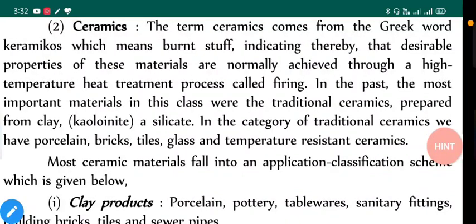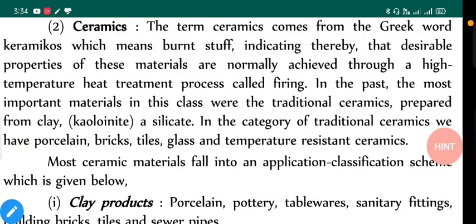Now the second important type of material is ceramics. The term ceramic comes from the Greek word keramikos, which means burnt stuff, indicating that the desirable properties of these materials are normally achieved through a high temperature heat treatment process called firing. In the past, the most important materials in this class were the traditional ceramics prepared from clay, kaolinite, a silicate. In the category of traditional ceramics, we have porcelain, bricks, tiles, glass, temperature resistant ceramics, etc.